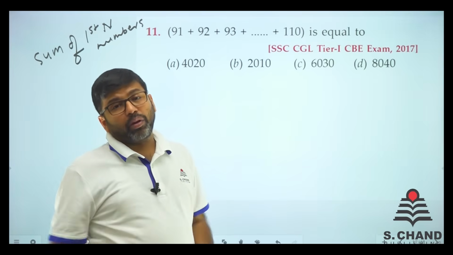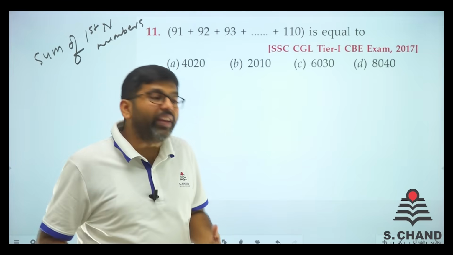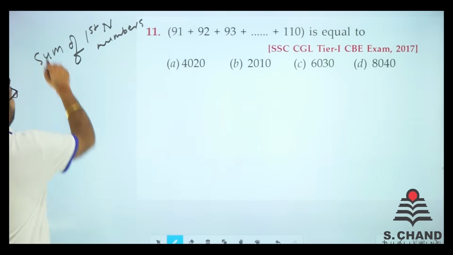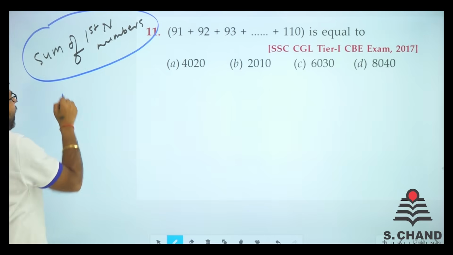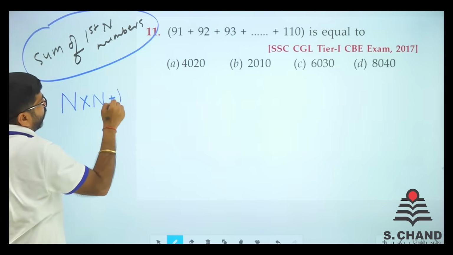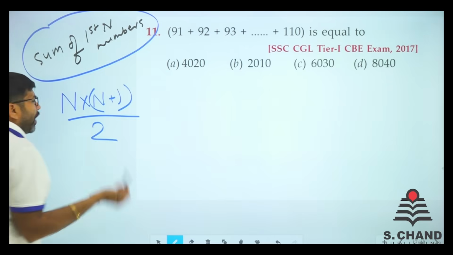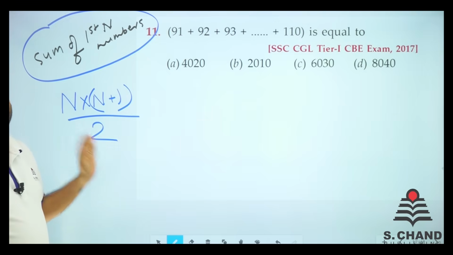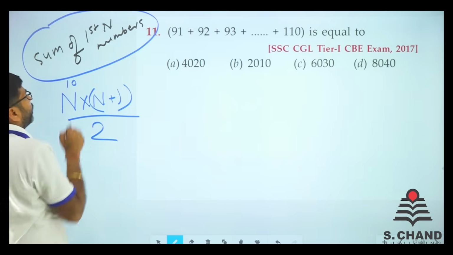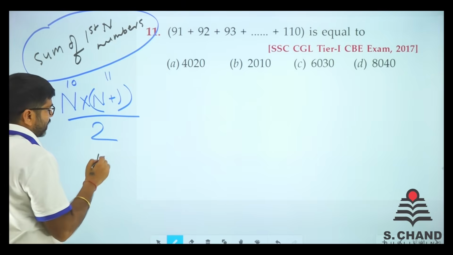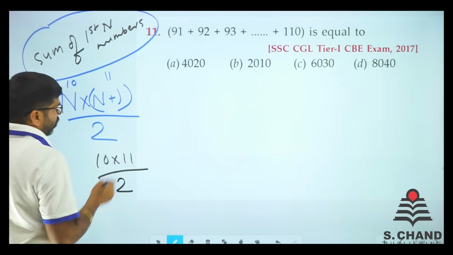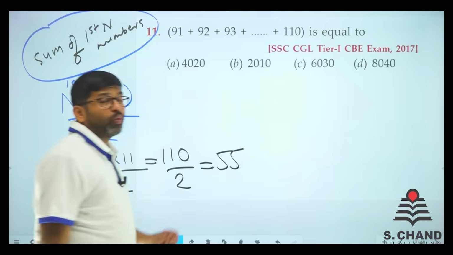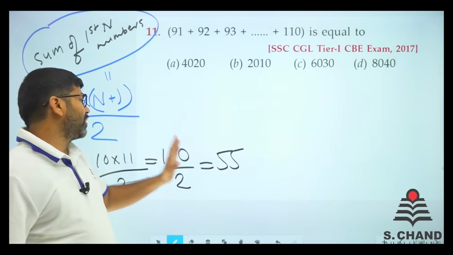Add them all. It will take a lot of time. So why do I need to waste all the time in adding them? We must have some formula. So for sum of first n numbers, we have n into n plus 1 by 2. Whatever the number is. See, for example, how much is the first 10 numbers? So we have got 10 here, we have got 11 here. So what I'll do is 10 into 11 by 2. So it is like 110 by 2. That will be 55. So if you calculate them all, for sure it will come as 55.